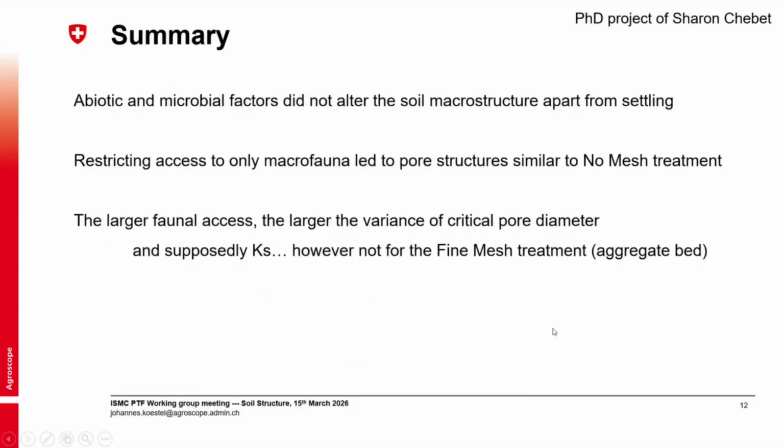Okay, so the summary of this first part would be that if you have abiotic and microbial factors combined, this was not enough to alter the soil macrostructure in 14 months. You often read that by capillary forces, the aggregates would fuse and the soil matrix would be fused together. And that may be the case, but it was apparently not happening very quickly. And if larger soil biology, macrofauna and mesofauna, has access, this process becomes much quicker.